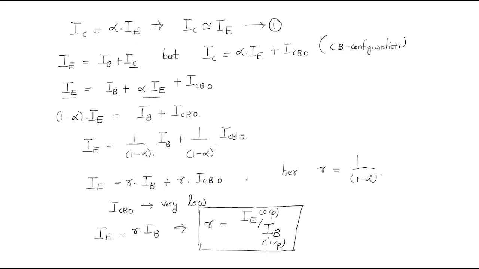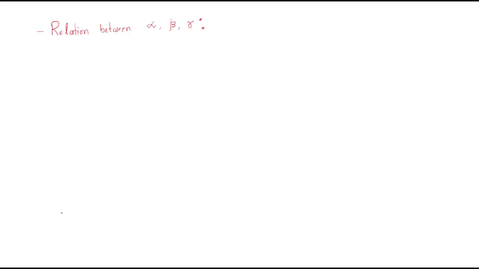Okay, so we have discussed three configurations: common collector, common base and common emitter. In this we are getting three amplification factors. So we have to derive the relation between these three amplification factors. So once again we recollect these amplification factors. First, alpha. What is alpha? Alpha is the current amplification factor in the common base.